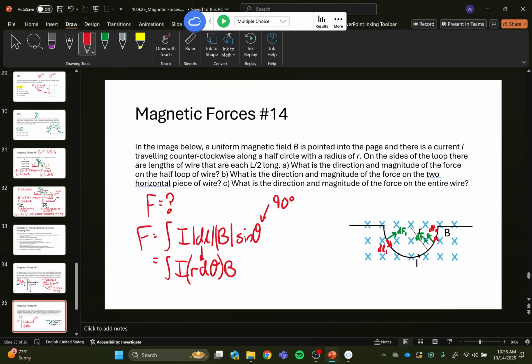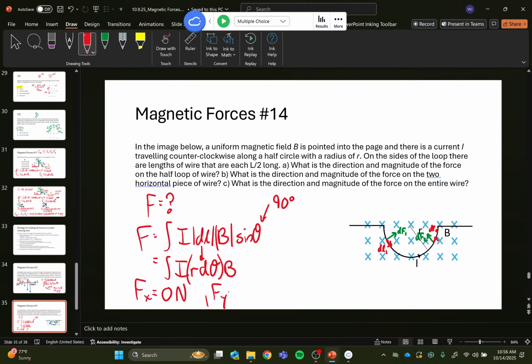Now we need to break it into components, x and y components. We cannot just do this integral as is. Why? Because currently this integral is adding up vectors that are not parallel, that are not anti-parallel. One's up to the right, one's up to the left. You cannot just add them. Now, we are fortunate that the x component is 0. How do I know that? From the picture, from symmetry.